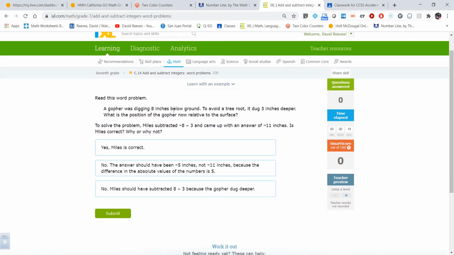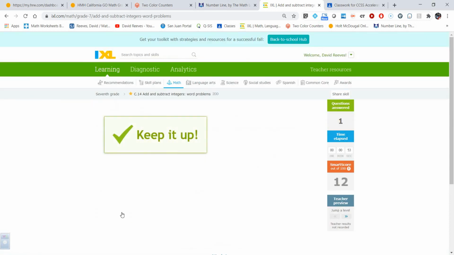All right, a gopher was digging 8 inches below the ground. To avoid a tree root, it dug 3 inches deeper. What is the position relative to the surface? To solve the problem, Miles subtracted 8 minus 3 and came up with an answer of negative 11 inches. Is Miles correct? So this gopher went down 8, and then he went down 3 more. It sure looks to me like Miles is correct. Yeah, I'm going to say Miles is correct.